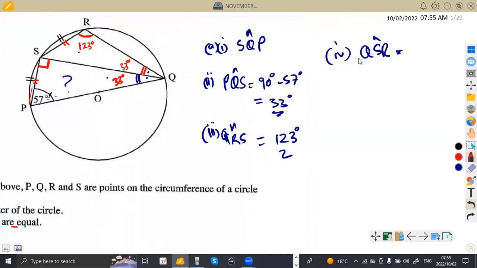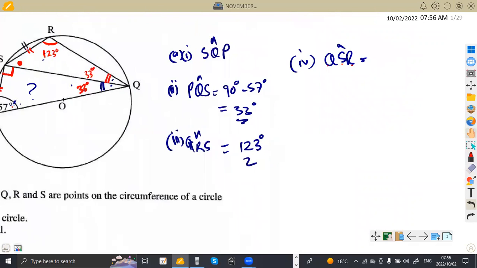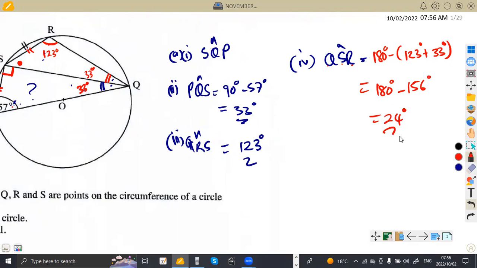So to find the angle QSR, which is Q to S to R, which is this angle here, we're just going to subtract those angles from 180 degrees. So it is going to be 180 degrees minus the sum of these two angles, which is 123 degrees plus 33 degrees. So this is going to be 180 minus 156 degrees. If we subtract properly, it's something like 24 degrees. So that was the idea of the question. Let us see the other part.